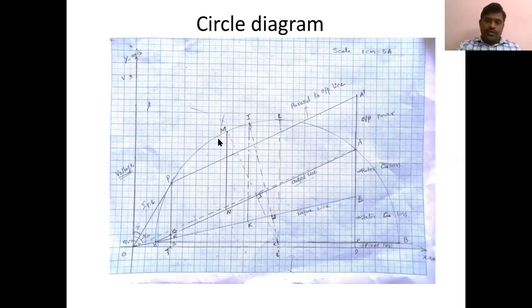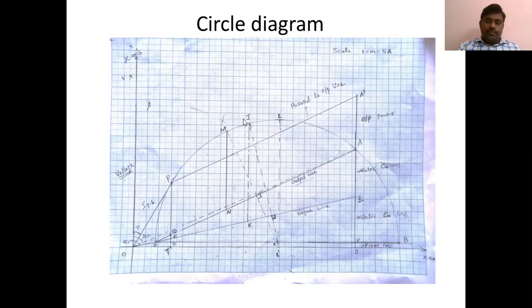Next, how to find out maximum power and maximum torque. For maximum power, you have to draw a perpendicular from the center to the output line. So this is your output line, and this is the perpendicular line from the center point. Then if you extend that line, it will cut the circle at point M. From that point M, draw downwards vertically onto the output line. Then this length MN will give you the maximum power output.